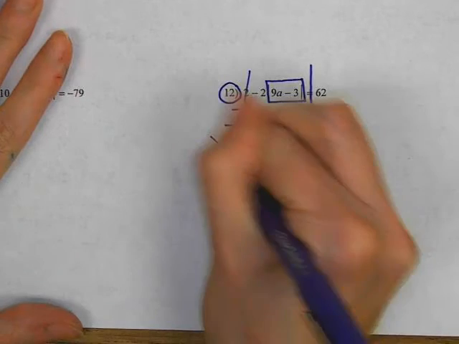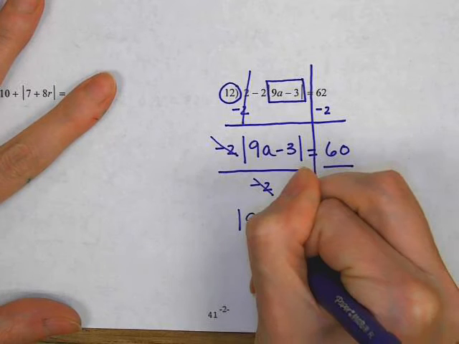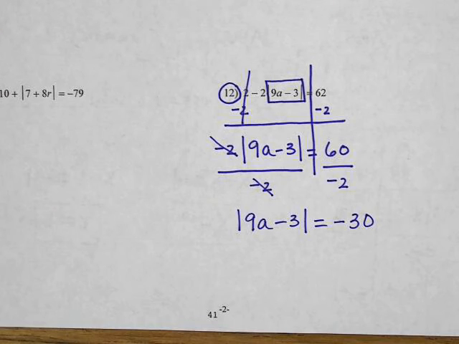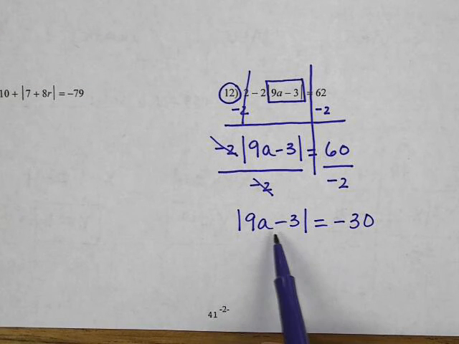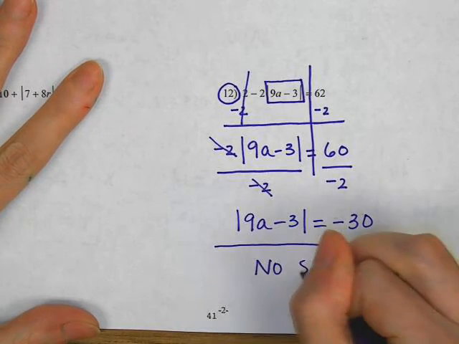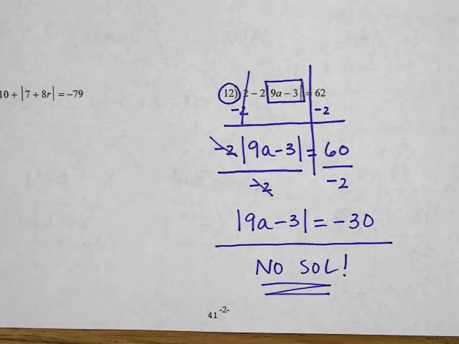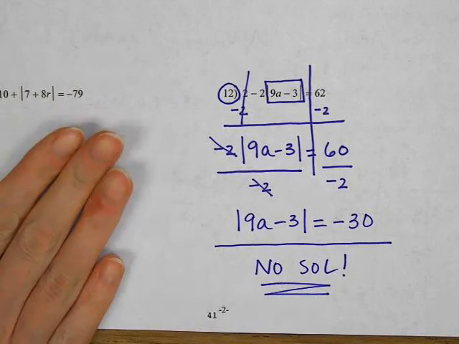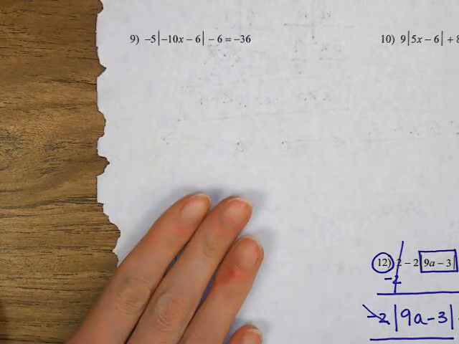Okay, so those cancel. And now isolated, we have absolute value of 9a minus 3 equals negative 30. And here's where you stop and say, uh-oh, absolute value cannot equal a negative. So I'm going to stop and say no solution. There's no way. Okay, so that's it. If you're still watching, I could do one more. What's a hard one? Number 9 looks kind of crazy. So let's do one more if you want, but you could have stopped already.